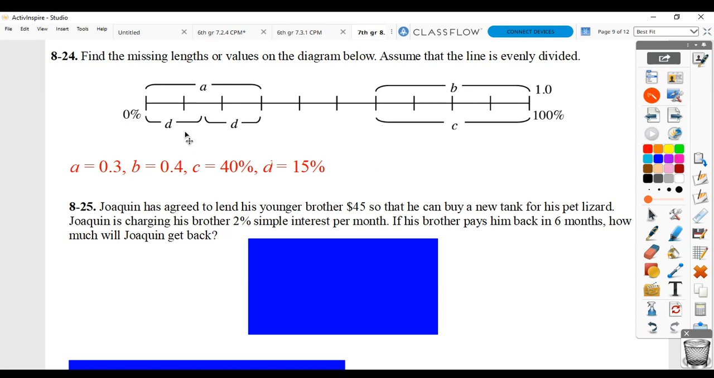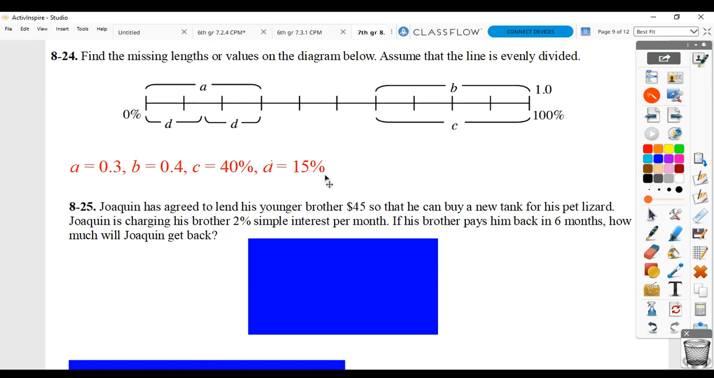And D is 15%. Now D is 15% because this is D and this is D, and they're showing you that two D's together make 30%. So if two D's together make 30%, each D must represent 15%.